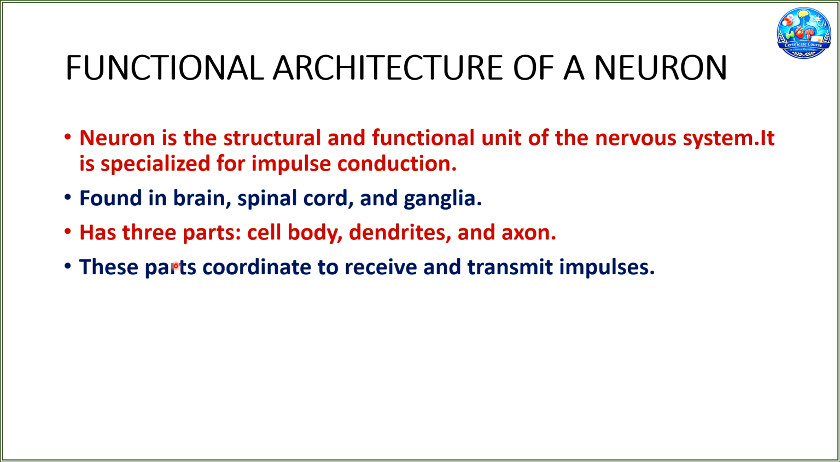Structurally, a neuron is composed of three main parts: the cell body, also called the perikaryon, the dendrites, and an axon. These components work together in a coordinated manner to receive, process, and transmit nerve impulses efficiently throughout the body.